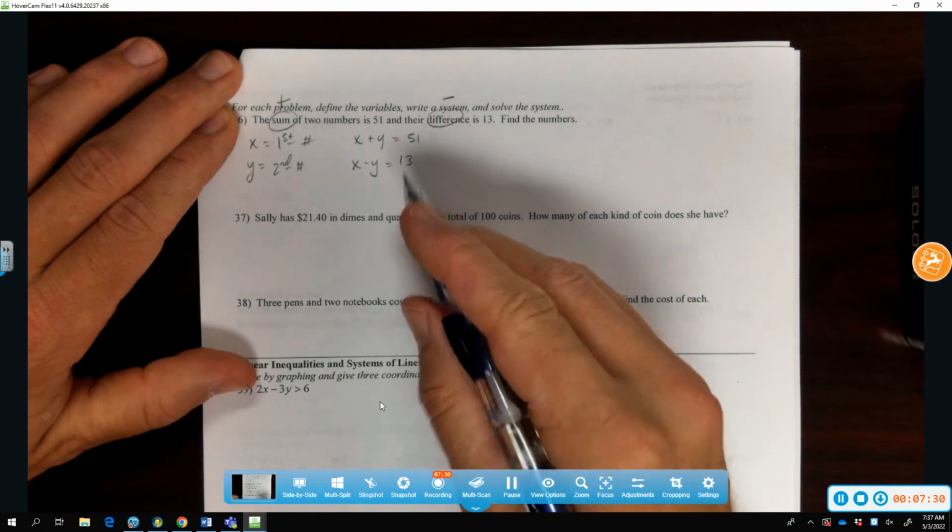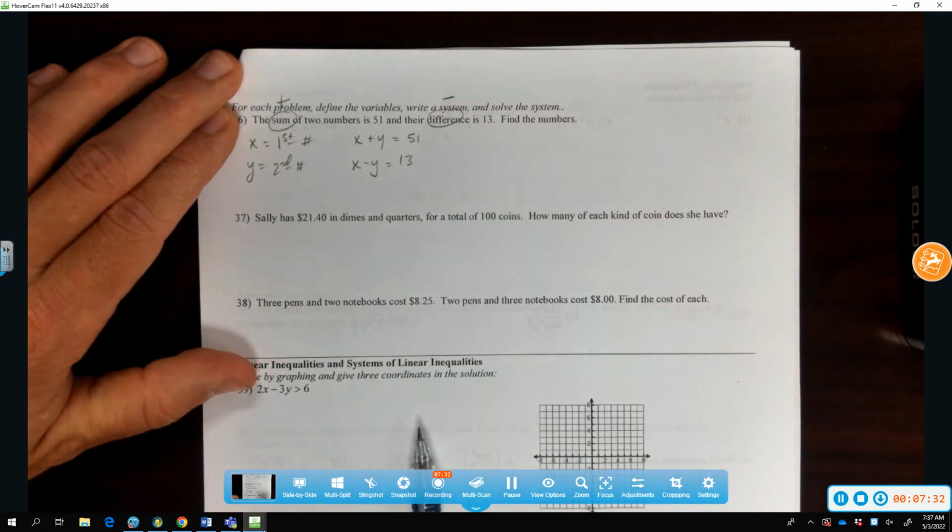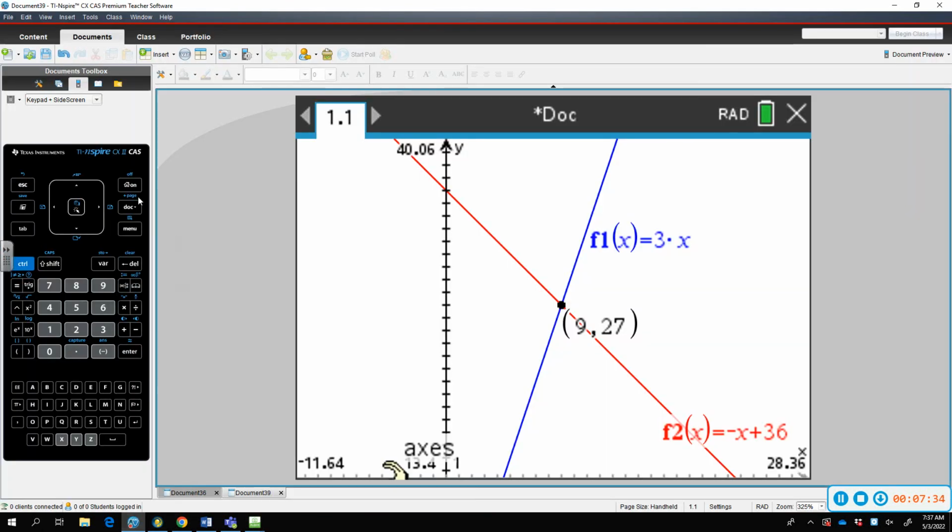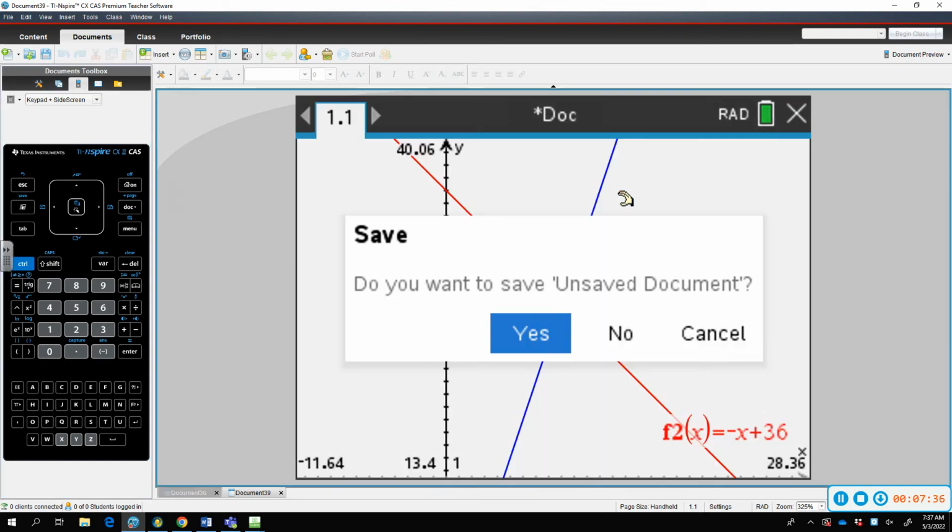Now you've got a system of equations, right? So I'm going to show you how to plug that in the calculator. So let's open up a new document. Let's go to Calculate.